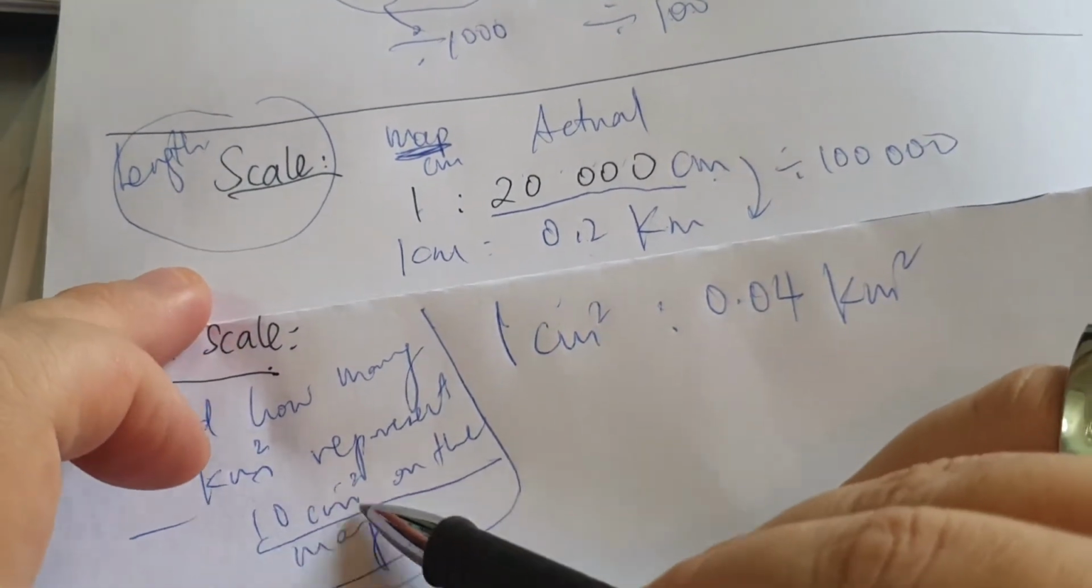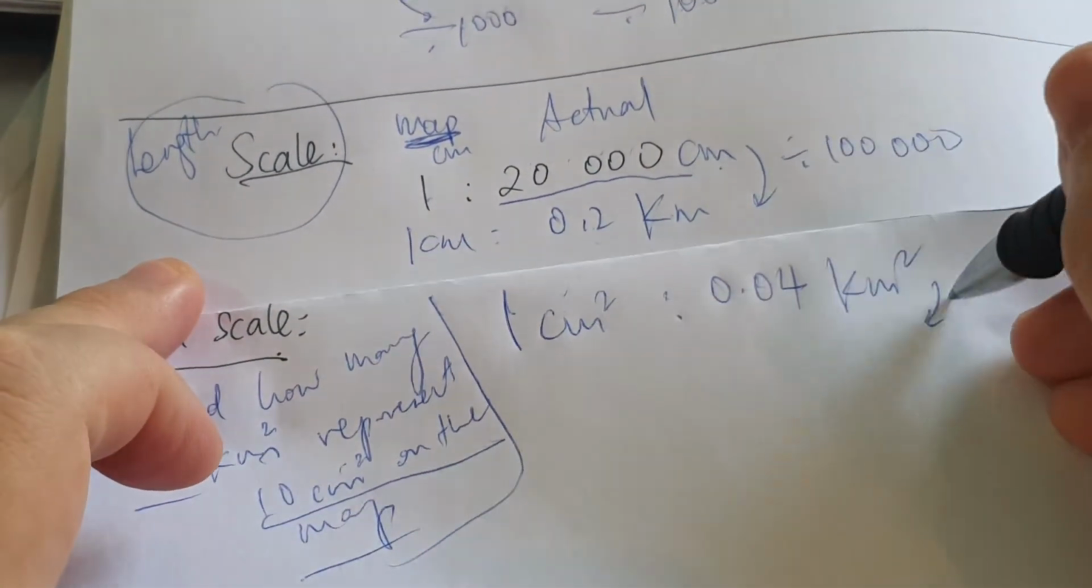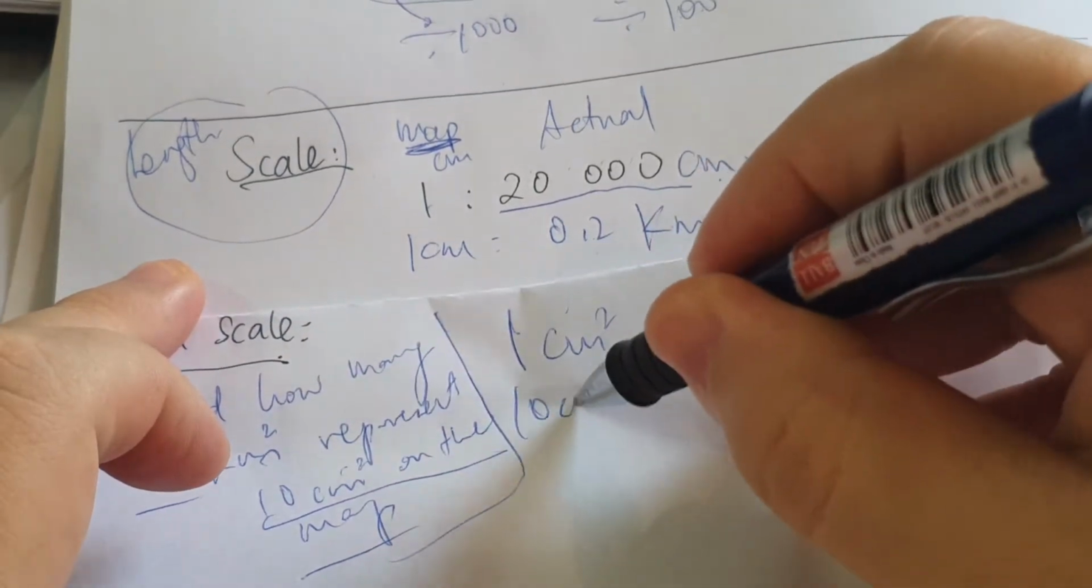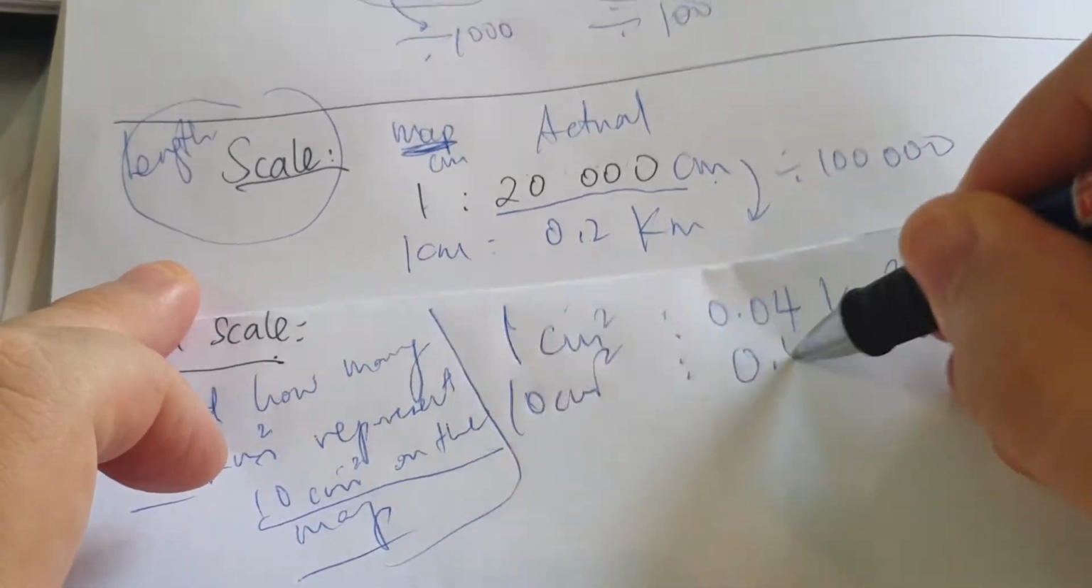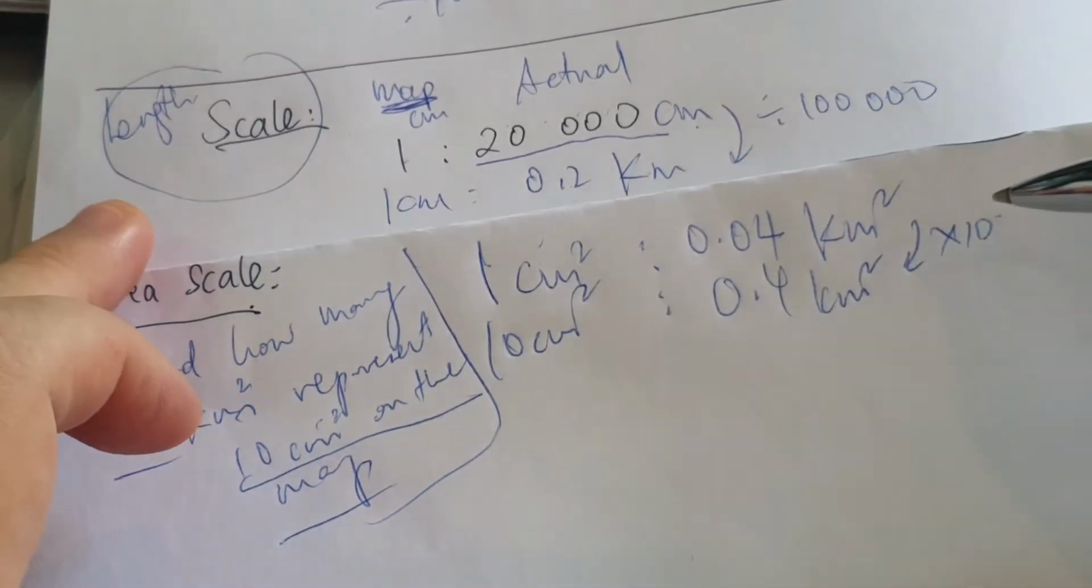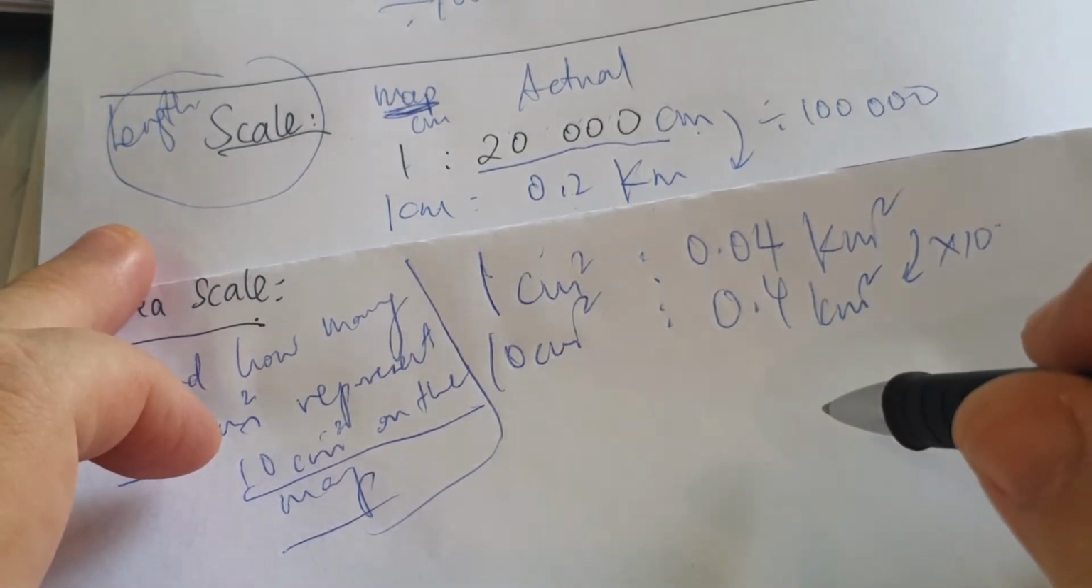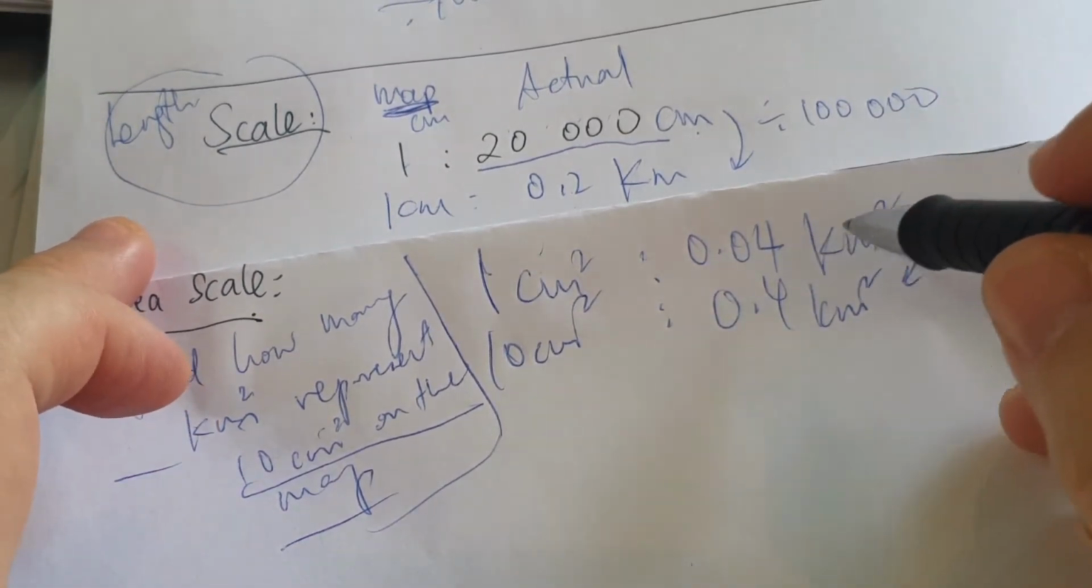Then you want 10, right? You want 10, okay, then you times 10. Times 10, then you get 0.4 kilometer square. Finish. Okay, so that's it. Very, very, very simple.